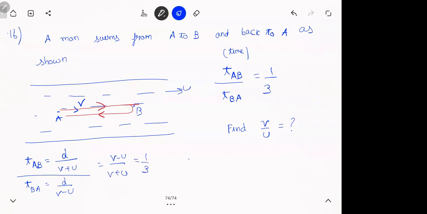Cross multiply. 3V minus 3U is V plus U. You get 2V is 4U. V by U is 2:1. That's your answer. So have a look at this. Any notes, please ask me.